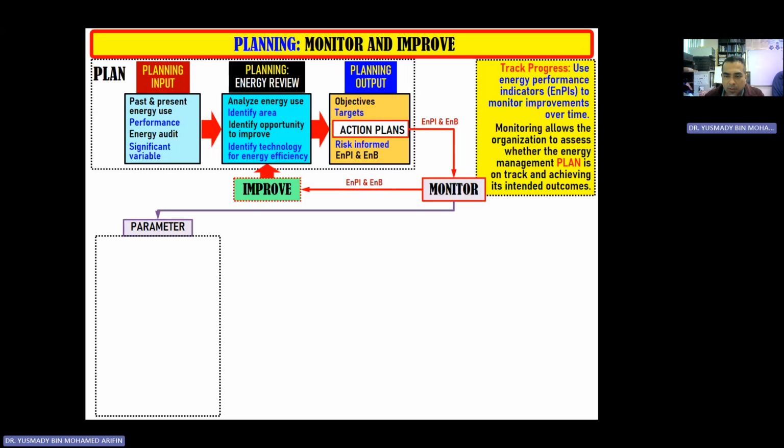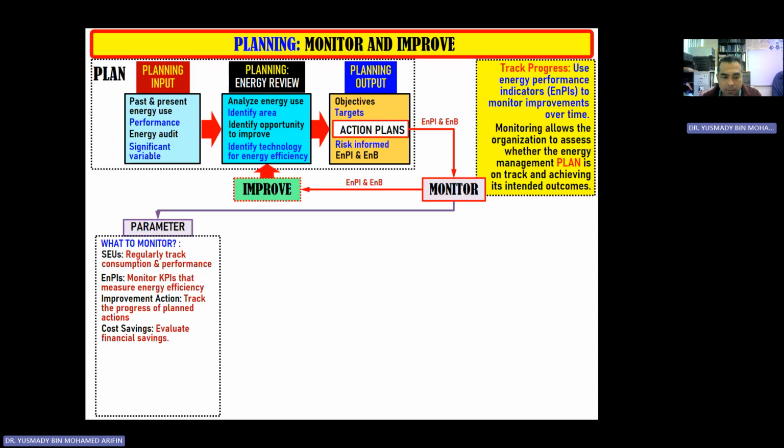Under the monitoring process, there are a few parameters. What we need to monitor during the process, first, is the significant energy use, or SEU. We need to regularly track the energy consumption and energy performance. We also need to monitor the energy performance indicators that we use, the KPIs, key performance indicators that measure energy efficiency. We need to monitor the improvement actions, tracking the progress of planned actions. We also need to monitor the cost saving, evaluating the financial saving during the process.